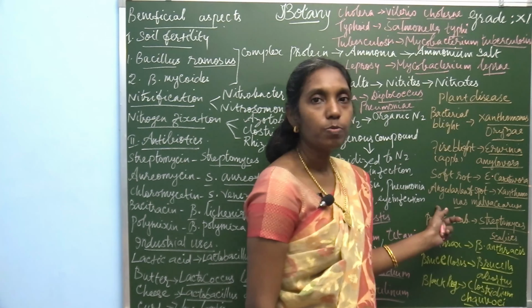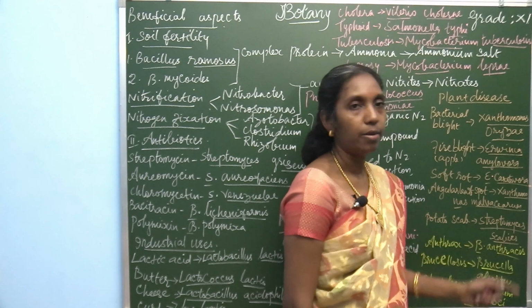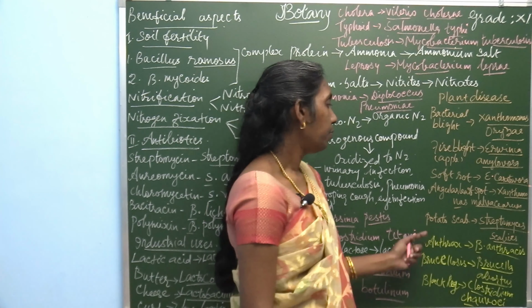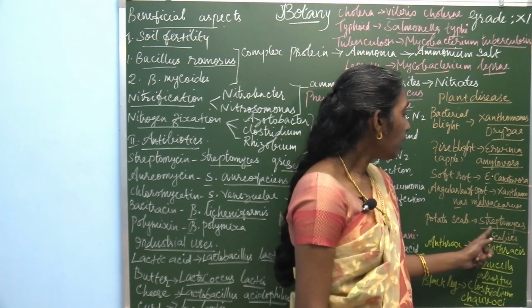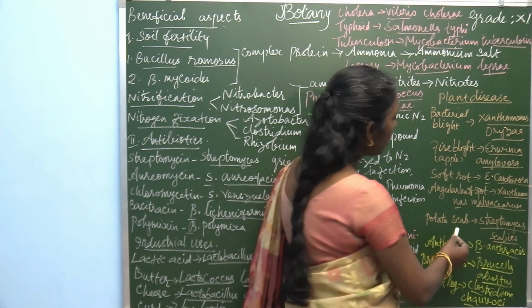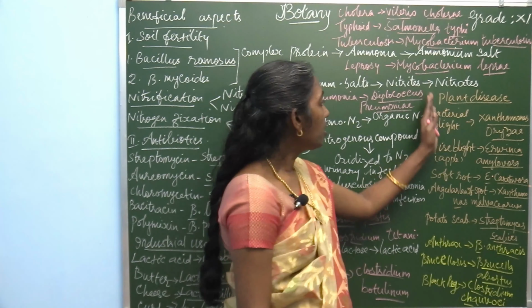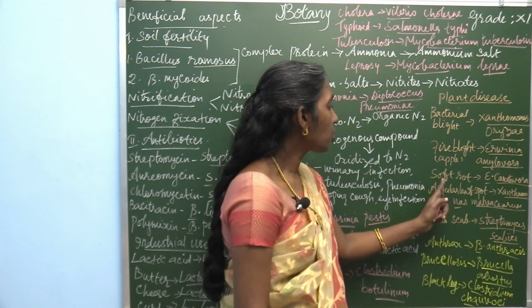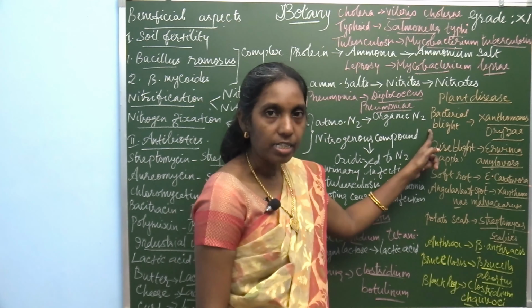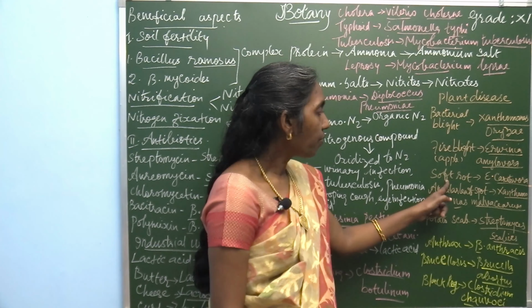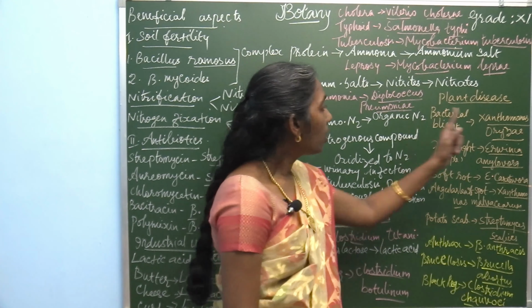Angular leaf spot disease in cotton is caused by Xanthomonas malvacearum. And potato scab. In the potato plant there is a disease called potato scab which is caused by Streptomyces scabies. As the name itself, you learn the name of the bacteria, Streptomyces scabies. First learn the diseases. What are the diseases? Bacterial blight, fire blight, soft rot, angular leaf spot, potato scab. Bacterial blight in rice plant, fire blight in apple, soft rot in carrot, angular leaf spot in cotton, and potato scab in potato.